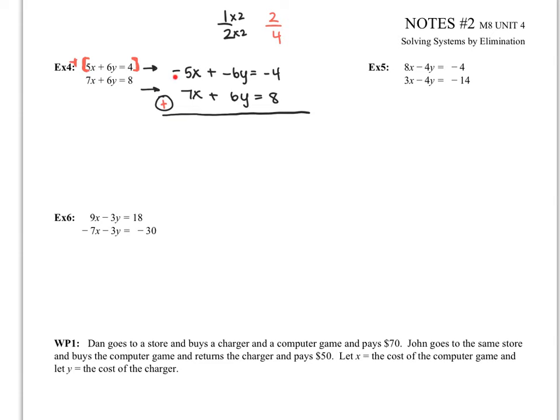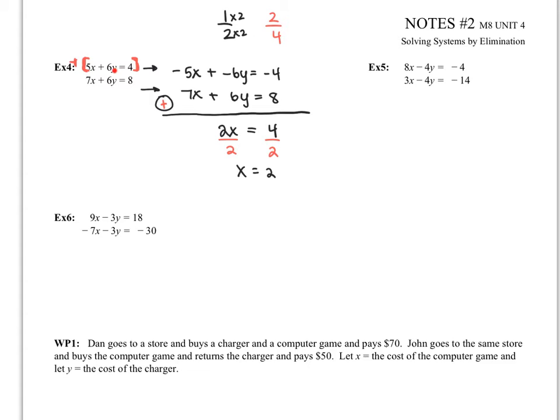our terms. Negative 5x plus 7x would be positive 2x. That's because a negative 5 plus 7 would be a positive 2. Negative 6y plus 6y would be 0, so it's gone. Bring down my equal sign. Negative 4 plus 8 would be positive 4. And then to get x by itself, I would divide both sides by 2, which means my x coordinate would be 2.